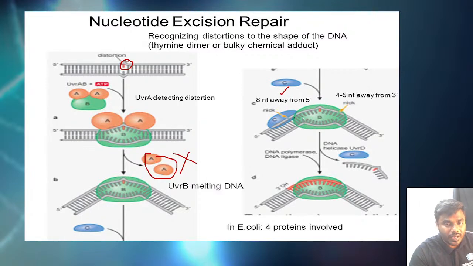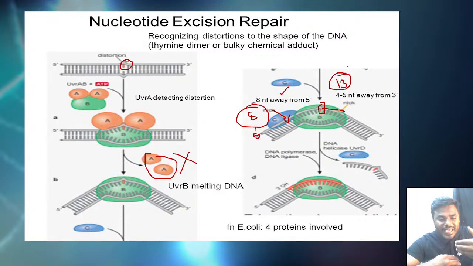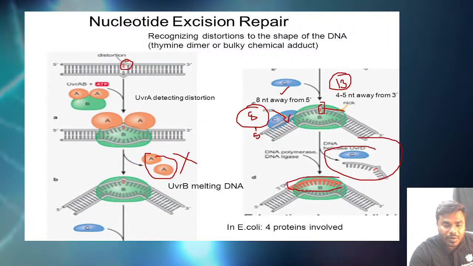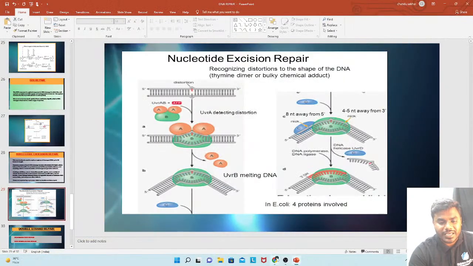As a result, what is happening? UVRC from the damaged site, 8 nucleotides away in the 5' direction can be cleaved by the UVRC. So 8 nucleotides are removed. And UVRB, what is it doing? From the damaged site, it is cleaving 4 to 5 nucleotides. Then friends, a total of 13 nucleotides can be removed. That entire segment of 13 nucleotides can be released by the UVRD. Then DNA polymerase 1 comes into the picture and adds these 13 nucleotides. Then friends, ultimately ligase will come and seal the nick.